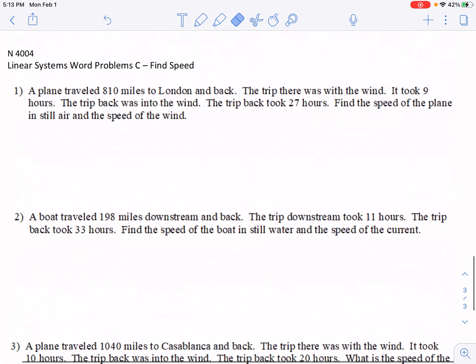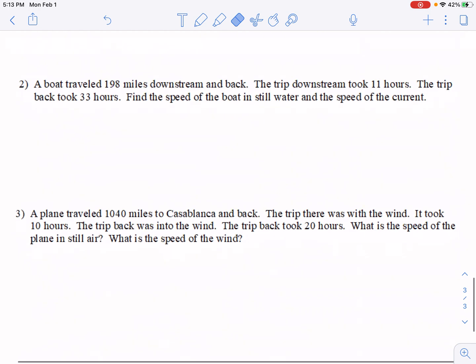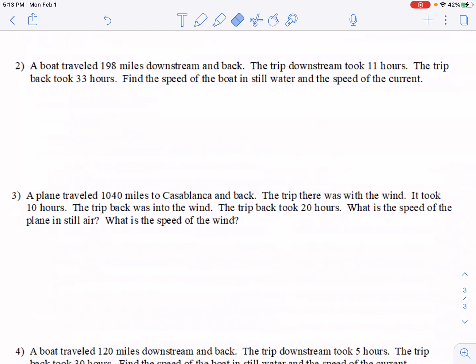All right, so we're looking at, again, linear system word problems part C, in which we're talking about being able to find speed. Now, there's two different situations we're looking at. One involves a plane, in which we're talking about maybe the speed of the plane in still air versus the speed of the wind. And then in the second situation, we're talking about a boat here, and that's actually the one I want to focus on for now, since there's a question like this on your test, and it talks about a boat traveling upstream and downstream, and then finding the speed of the boat and then the speed of the current.